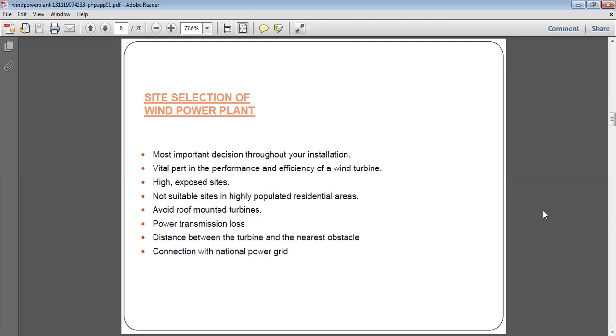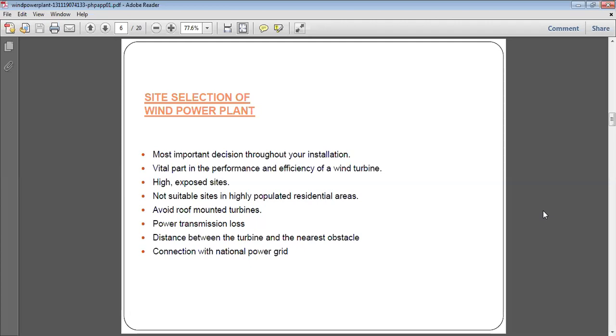If it is installed on the roof, that may be unstable for a building. Power transmission loss is another factor, because if we go too far away from the load center, the problem of power transmission loss is always there. As we move away from the load center, there will be the cost of transmission lines, of employing poles, and of maintenance over that part for a long time. Secondly, over a longer distance the losses will also be high. So that is an important point.